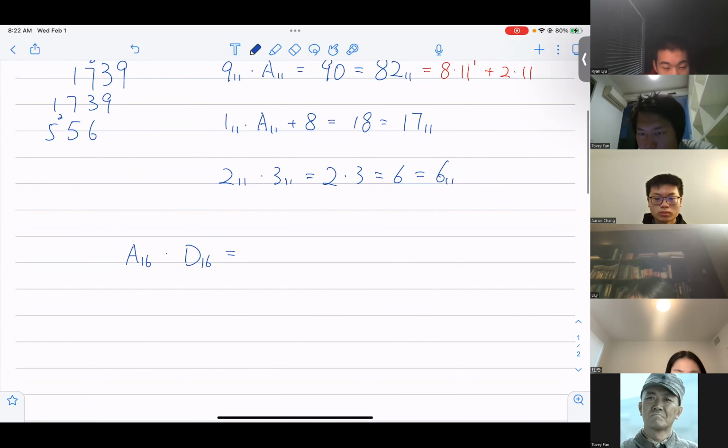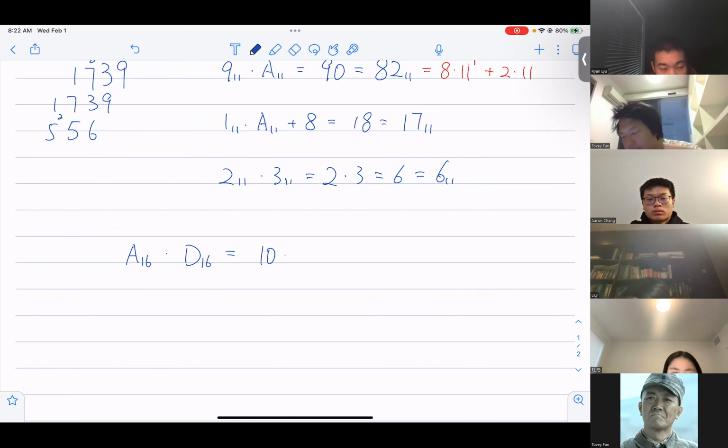可以看，没问题吧？ Do some more examples. Observe the pattern, okay? Observe the pattern. So A is actually 10 in base 10. For D, A, B, C, D. So that's 13, right? A is 10, B is 11, C is 12, D is 13, okay? So D is 13 in base 10, and this will give you 130, right? But you have to convert this back to base 16.